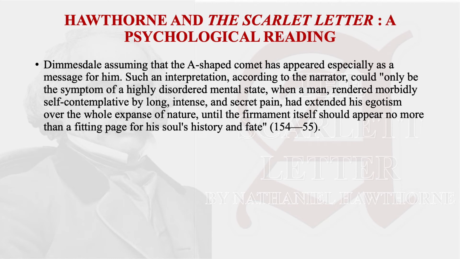Dimmesdale assumes that the A-shaped comet has appeared especially as a message for him. Such an interpretation, according to the narrator, could only be the symptom of a highly disordered mental state, when a man, rendered morbidly self-contemplative by long, intense and secret pain, had extended his egotism over the whole expanse of nature until the firmament itself should appear no more than a fitting page for his soul's history and fate. The narrator prefigures here the condition that we would today call paranoia, the outward projection of obsession.